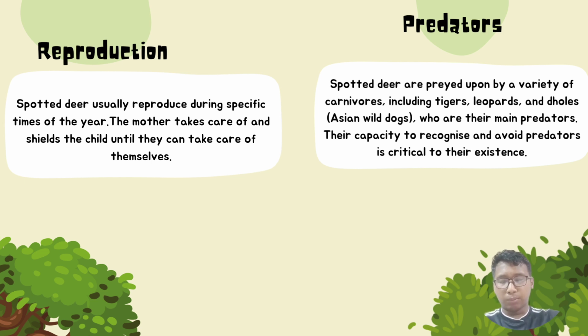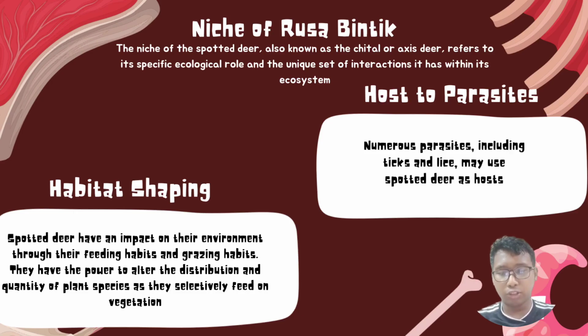For the predators of the spotted deer, this consists of carnivore species such as tigers, leopards, and dogs, which are Asian wild dogs. For the niche of the rusa bintik or the spotted deer, in terms of habitat shaping, the spotted deer will impact the environment through their feeding and grazing habits. While in terms of being a host to parasites, numerous parasites such as lice and ticks will inhabit the spotted deer, making them the host.